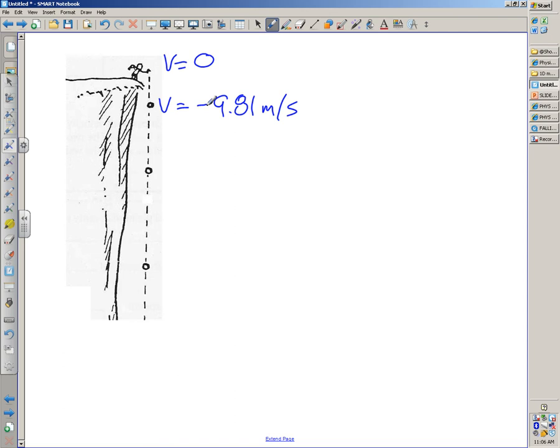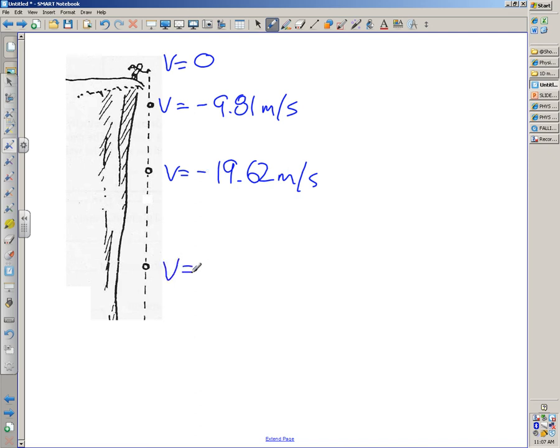2 seconds after he drops it, how fast is it going now? Remember, that's its speed, right? How much bigger is this than this? Double, right? But more specifically, number-wise, how much bigger is this than that? 9.81, because that's how much the velocity changes. It's probably still negative, if we call negative the downward direction, right?